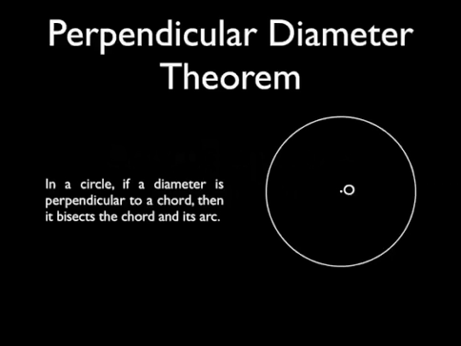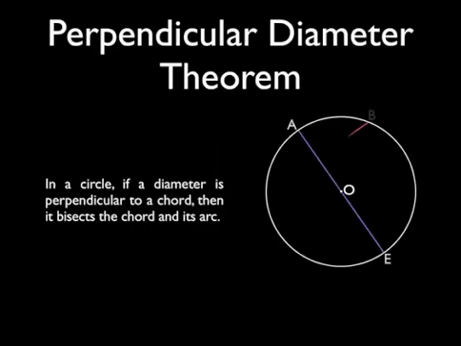Chords and arcs are also related to the diameter of a circle. This video discusses those relationships. Our first theorem for this video is the perpendicular diameter theorem. In a circle, if a diameter is perpendicular to a chord, then it bisects the chord and its arc.